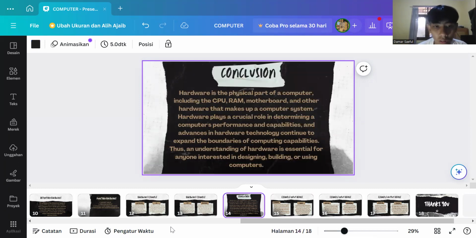Conclusion for hardware. Hardware is the physical part of a computer including the CPU, RAM, motherboard, and other hardware that makes up a computer system. Hardware plays a crucial role in determining a computer's performance and capabilities. And advances in hardware technology continue to expand the boundaries of computing capability. Thus, an understanding of hardware is essential for anyone interested in designing, building, or using computers.